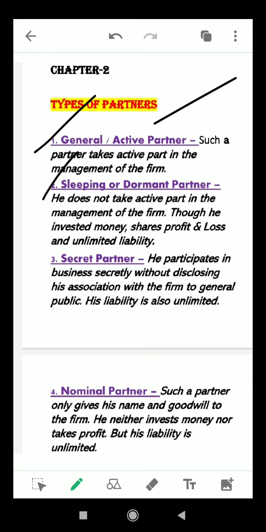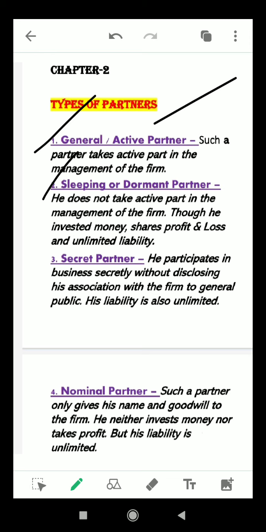The number two is sleeping or dormant partner. He does not take active part in the management of the firm, though he invests money, shares profit and loss, and has unlimited liability. That means a sleeping partner is one who contributes capital, shares profits, and contributes to the losses of the business, but does not take part in the working of the concern.